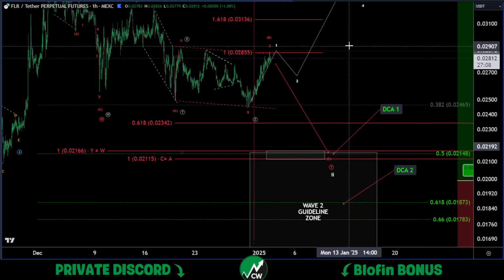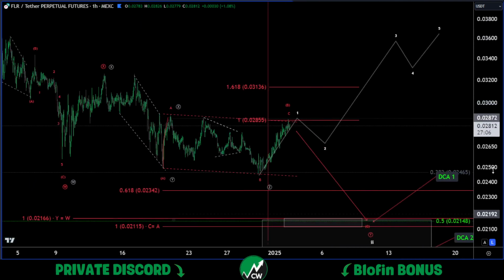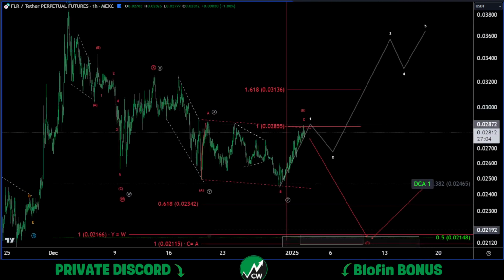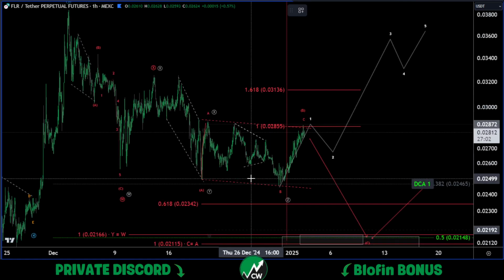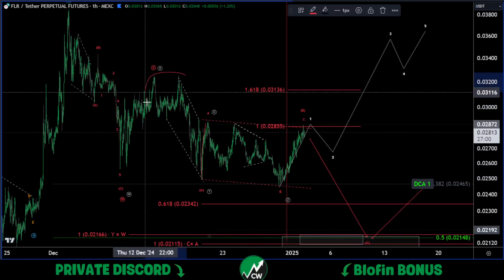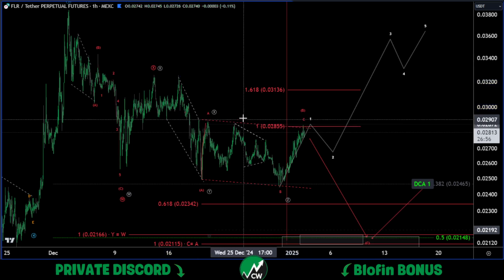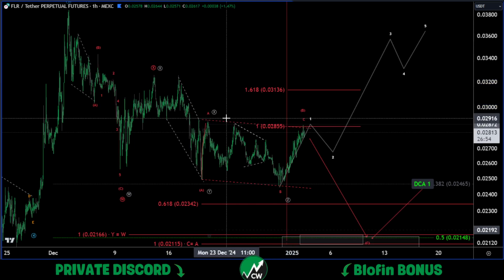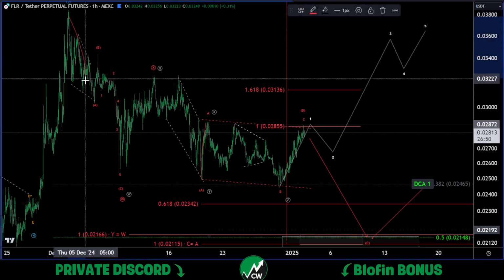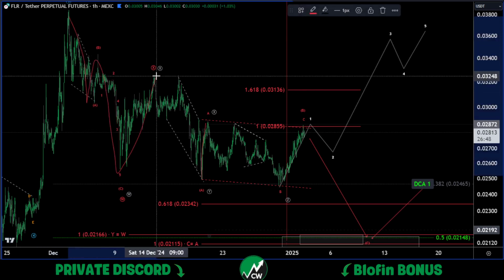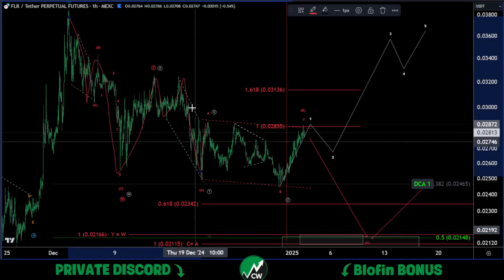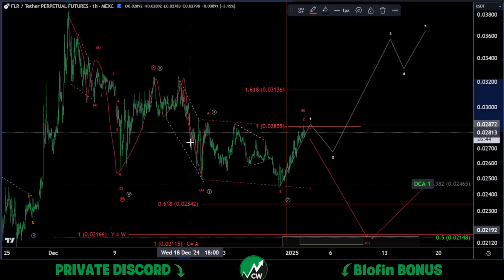Sorry, it's a little bit messy, but you're going to have to deal with that right now. And how this can map out, because the complex wave here was right here, this can map out as a WXYXZ, which is a triple zigzag. It's very complex. And how that would work is an ABCX, ABC. This can be counted as a 5-wave move here.